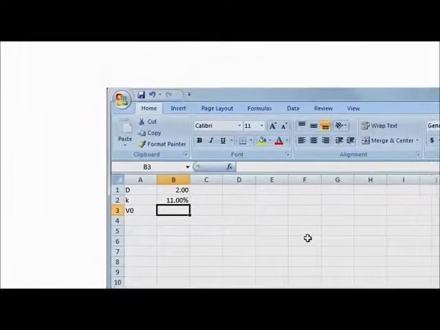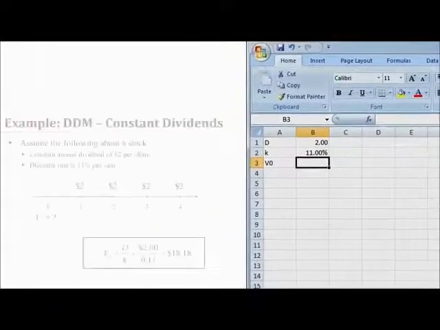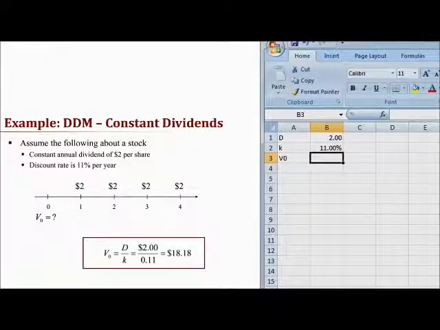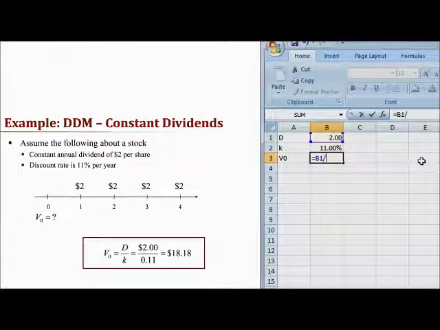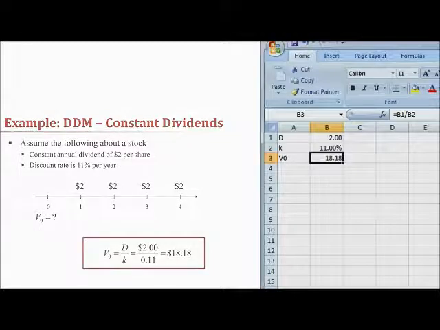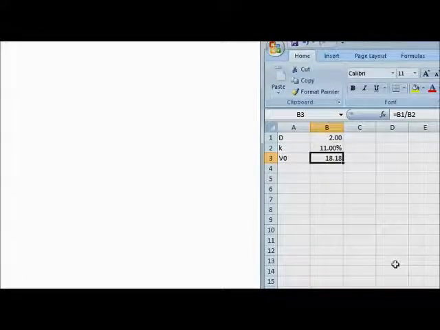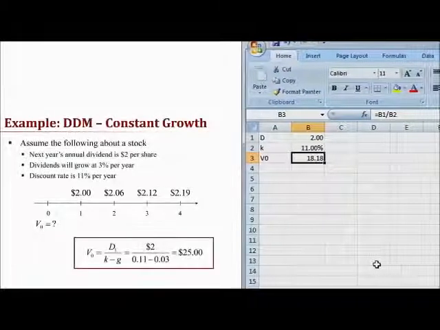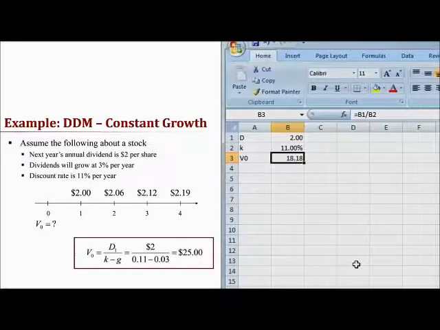And we're trying to calculate the present value. And again, this formula is very simple. It's just the dividend, which is in cell B1, divided by the discount rate, which is in cell B2. So this shows us the calculation using the constant cash flow perpetuity, $18.18.